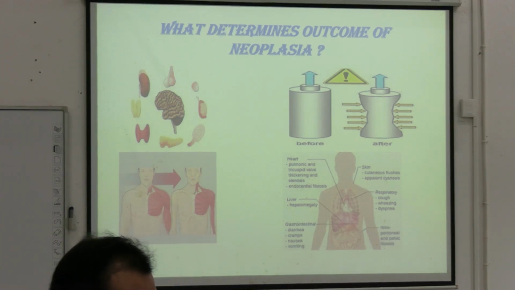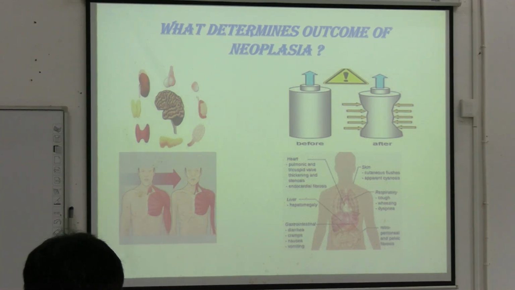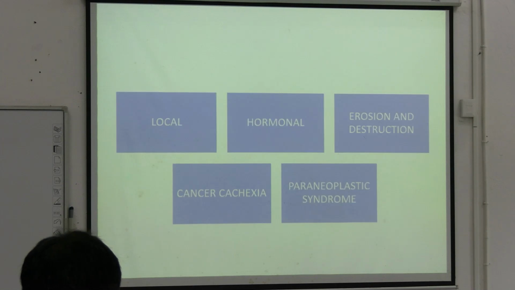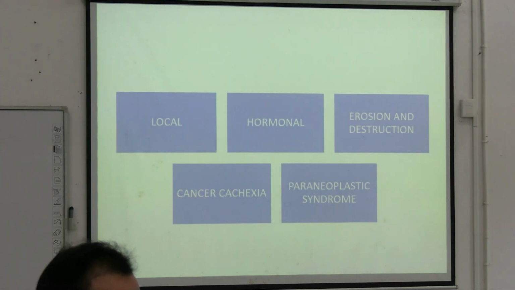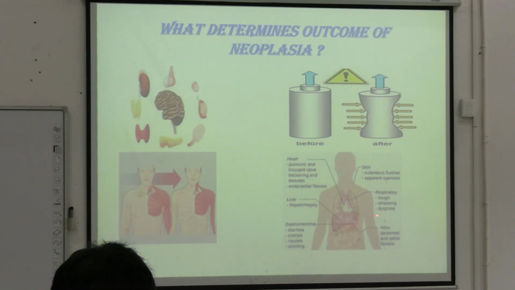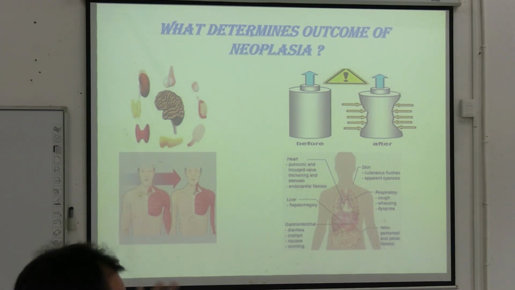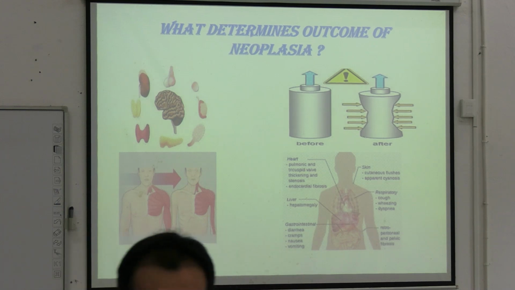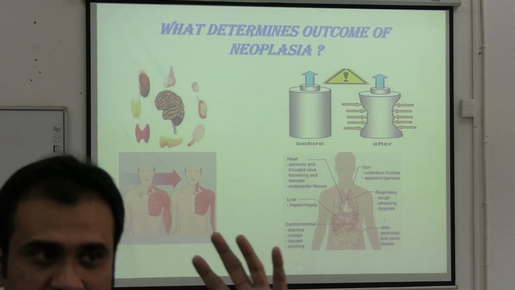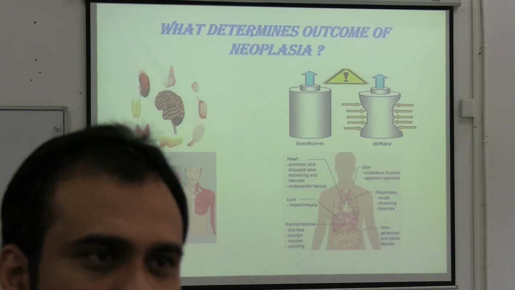I am showing pictures so that it becomes easier for you to understand. Now coming to this picture. Now tell me. Cancer cachexia. And last one? Paraneoplastic syndrome, because it affects various organs. So a topic should always be represented with a picture. So this is how you should remember.